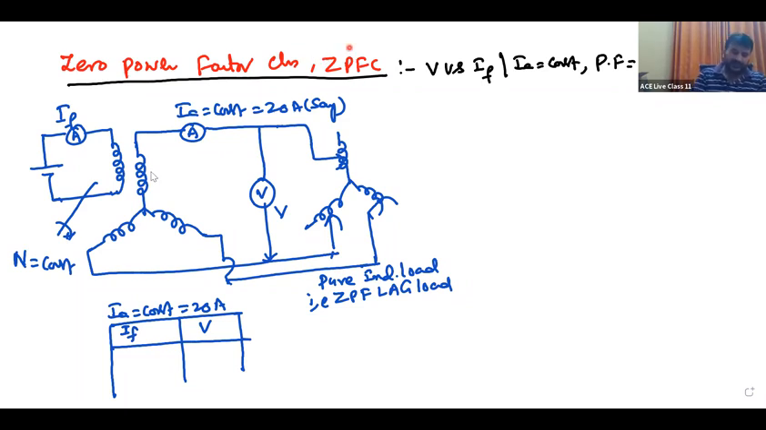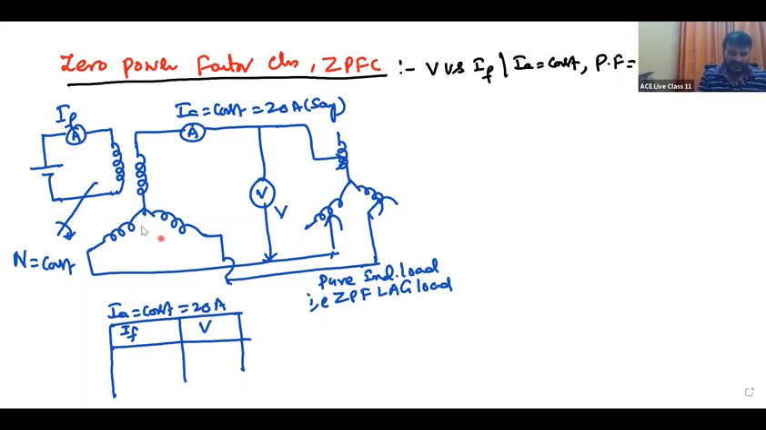Fine. See, this is a pure inductive load. Pure inductive load means the power factor is ZPF lagging, zero power factor lagging. If the load is resistive, it will be UPF. Power factor depends upon the type of load. So here we are taking a ZPF lagging load, a pure inductive load.